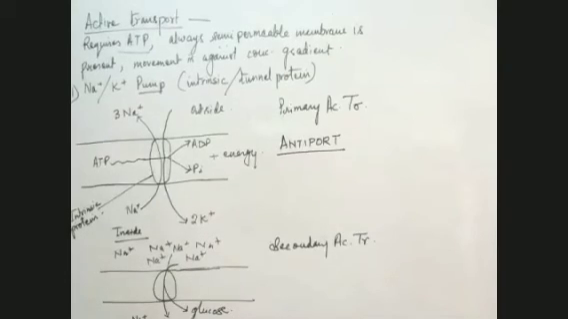Now what happens here? Here if you see, whether it is glucose or sodium, both are moving in the same direction. Both are entering the cell, both are coming inside the cell. So such transport is known as symport. So this was sodium potassium pump.